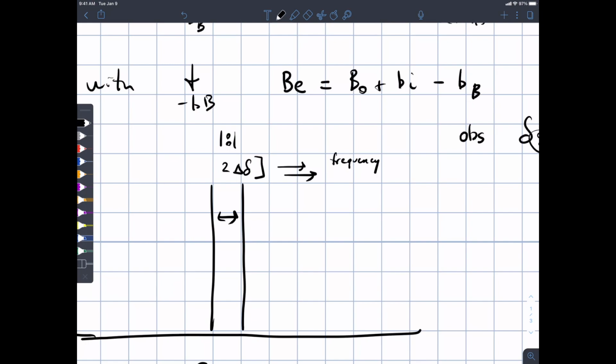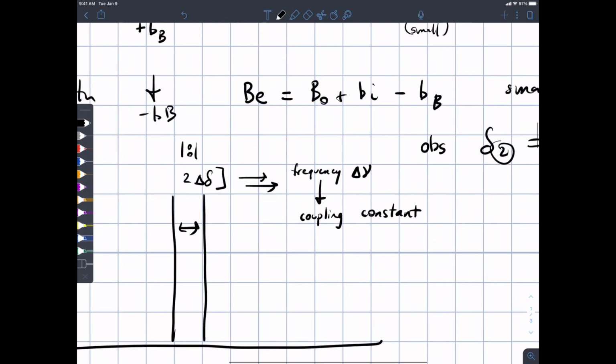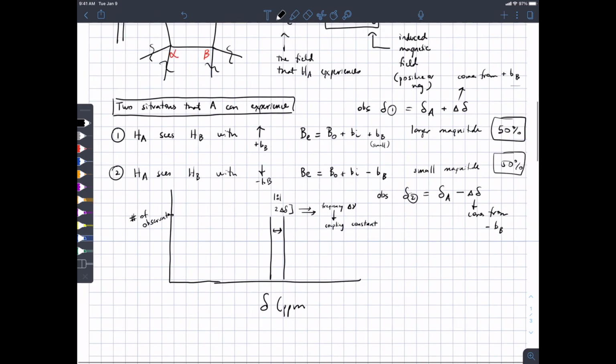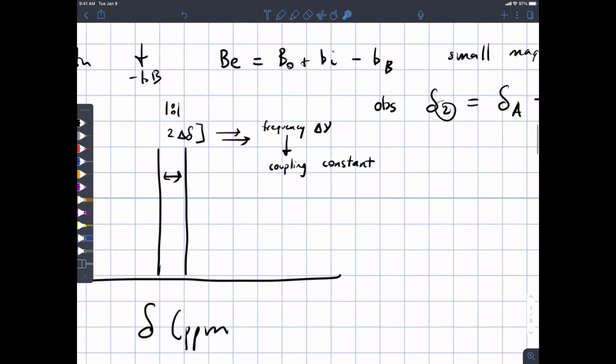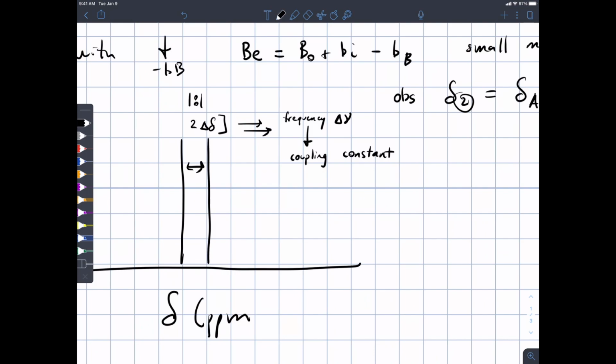But you convert back into frequency. That's the difference in frequency between the two peaks. We call that difference in frequency between the two peaks a coupling constant, because the fact that proton B influences what proton A experiences is called coupling. All right? And the coupling constant, we give a symbol J. I don't know why they chose that symbol. We use the subscript A and B to say that it's the coupling between A and B.